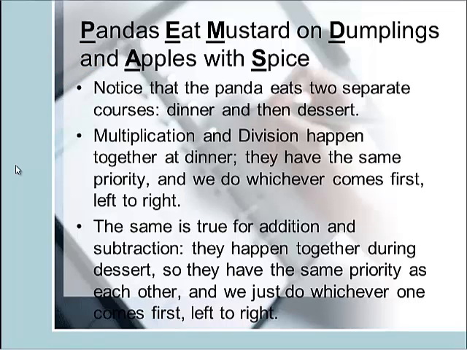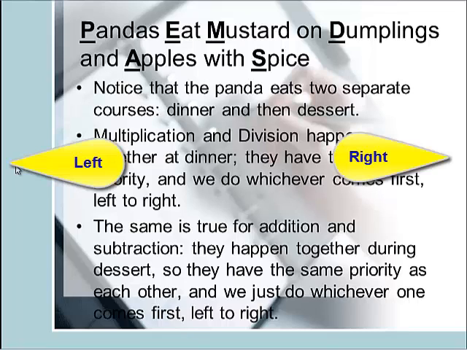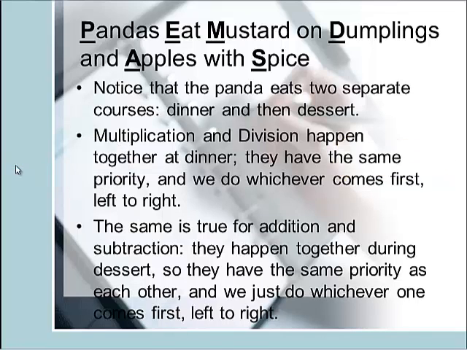So with the PEMDAS eat mustard on dumplings and apples with spice, notice that the panda eats two separate courses. He has dinner and then he has dessert. Multiplication and division happen together at dinner. They have the same priority, and we do whichever comes first from left to right. The same is true for addition and subtraction. They happen together during dessert, so they have the same priority as each other, and we do just whichever one comes first from left to right.